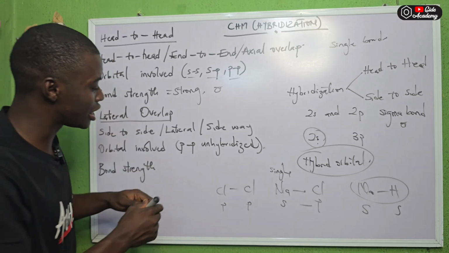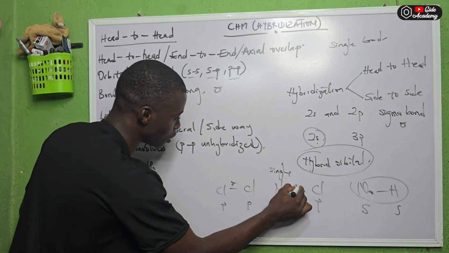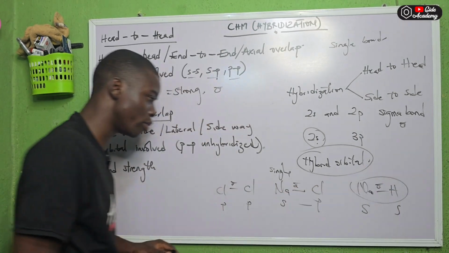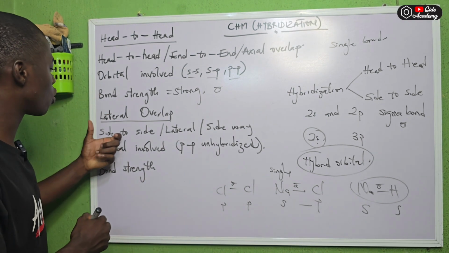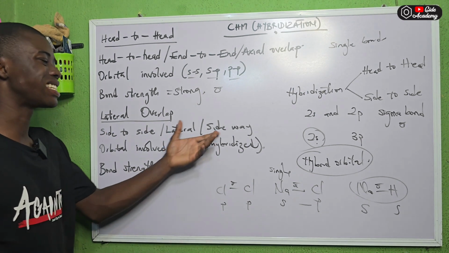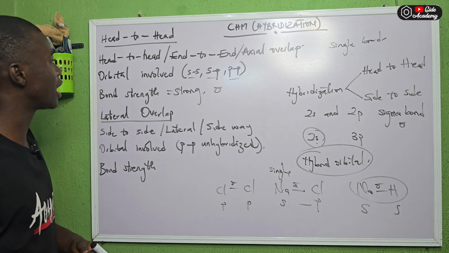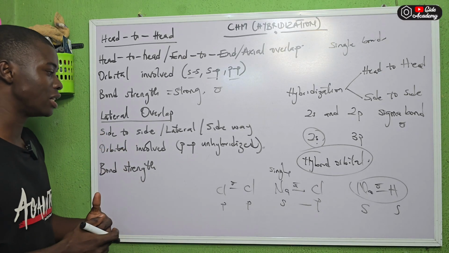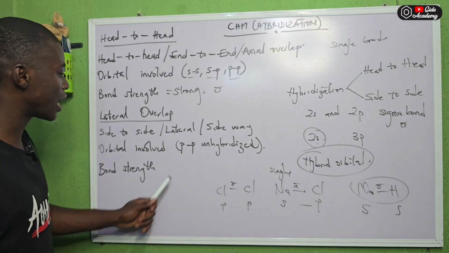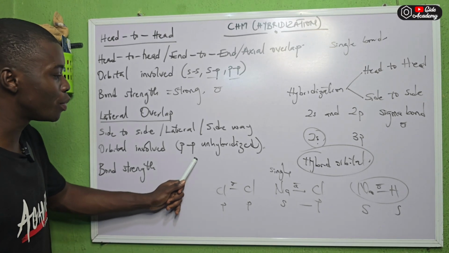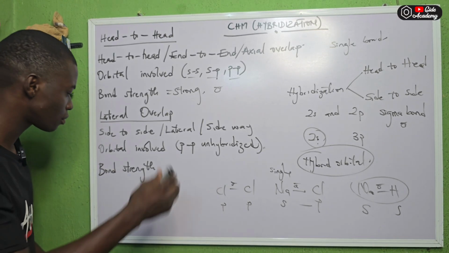Giving rise to a sigma bond, which is a very, very strong bond. And a sigma bond is very, very difficult to break. So take note of that. Then the lateral overlap is also called the side-to-side overlap or the sideway overlap. So they can always call it side-to-side, lateral overlap, or the sideway overlap. And the kind of orbital that is formed is P to P or hybridized orbital.